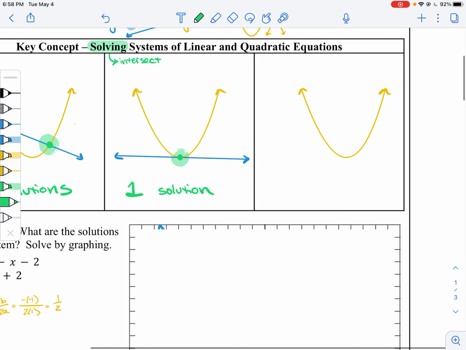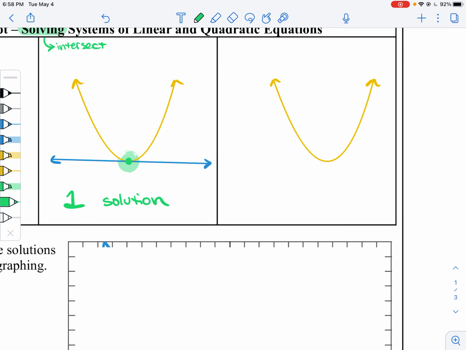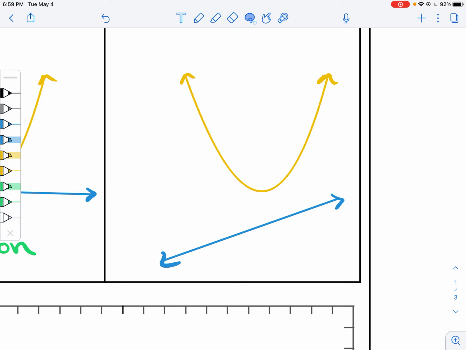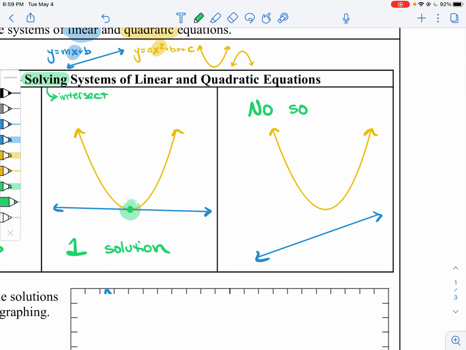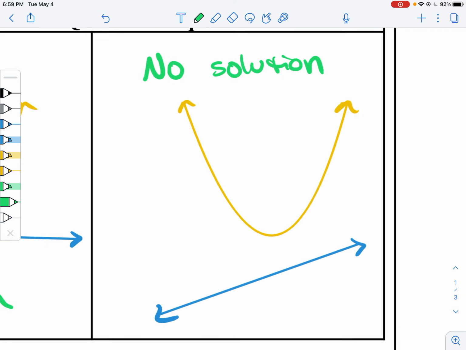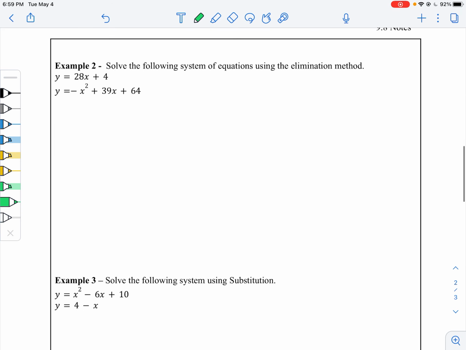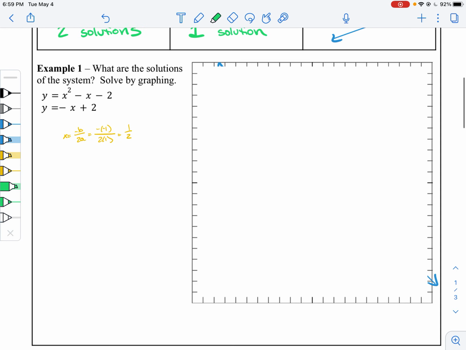And finally, it is possible that there's no place where they touch. If I have just some super random lines like down here, ta-da, they have nothing in common, which is sad, I guess. So we would call this no solution, because there is no point that lies on both graphs. So you can find the solution to a system of equations by graphing, but you can also find it with elimination and with substitution. So let's start out with graphing, and to save you some time, I already graphed them.